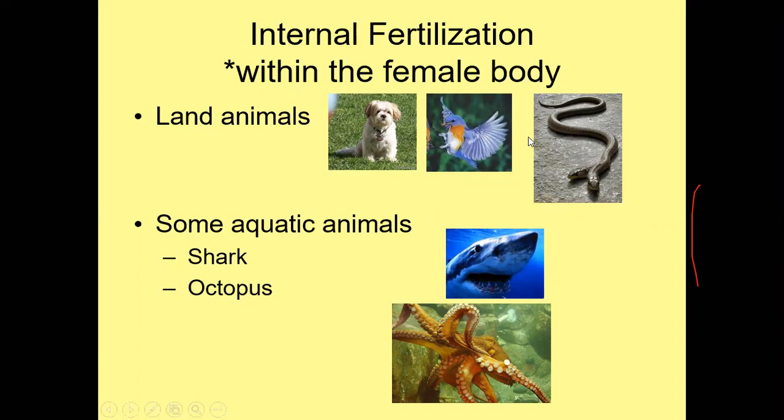These are classified under land animals. Some aquatic animals, meaning animals that live in water, also show internal fertilization. For example, the shark shows internal fertilization, and the octopus shows internal fertilization. So the fertilization type is internal, but they live in water, meaning they are aquatic animals.